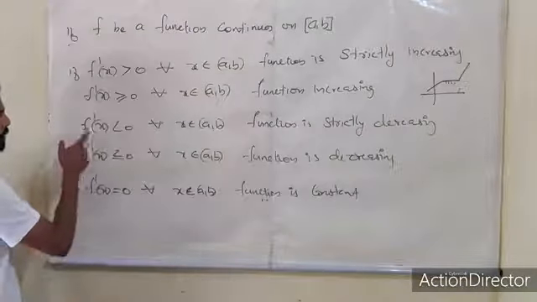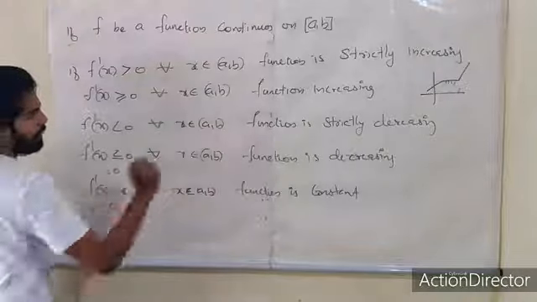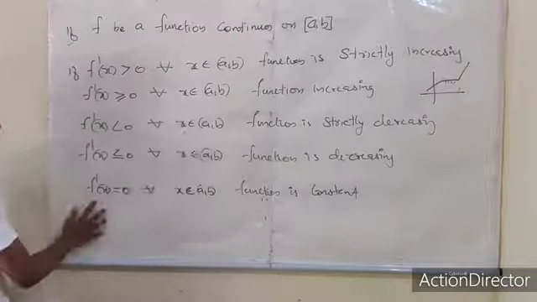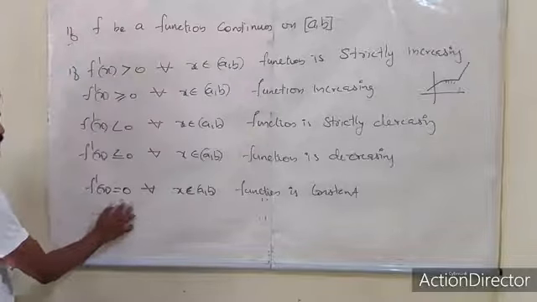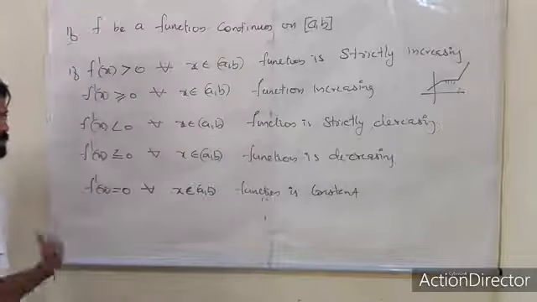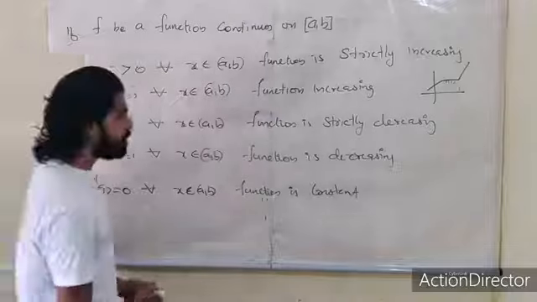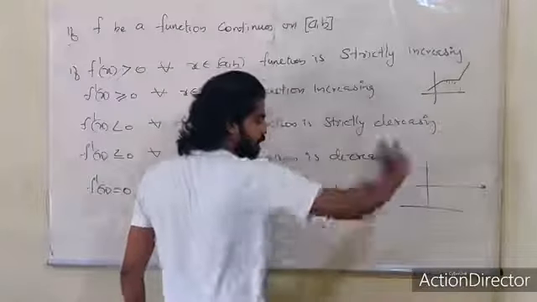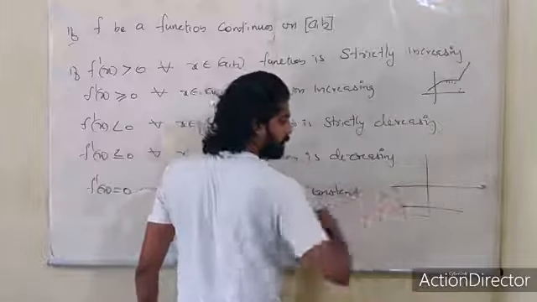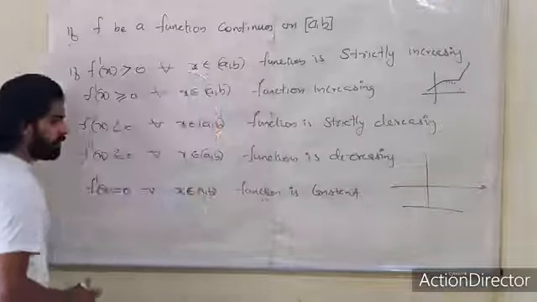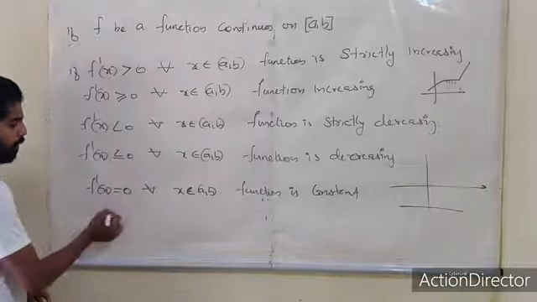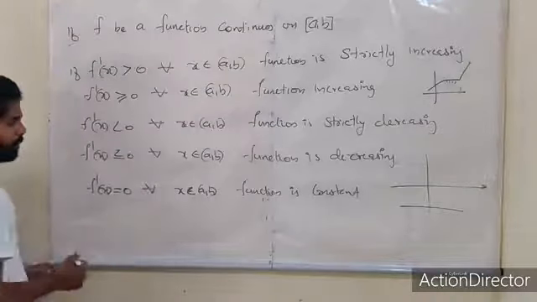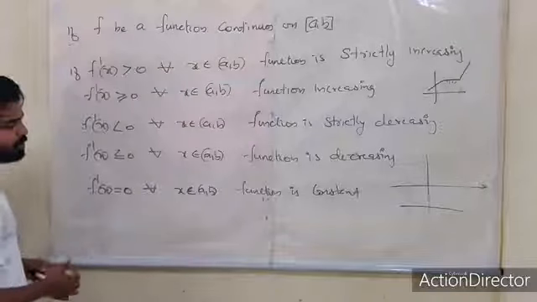If f dash x is less than 0, then it's strictly decreasing. If f dash x is less than or equal to 0, decreasing. And if f dash of x is equal to 0, then the function is constant. So f dash of x equal to 0 means the function is always a horizontal line. It is not increasing or decreasing, it always remains constant. So if f dash x equals 0 for all x belonging to (a, b), then we can say the function is constant.